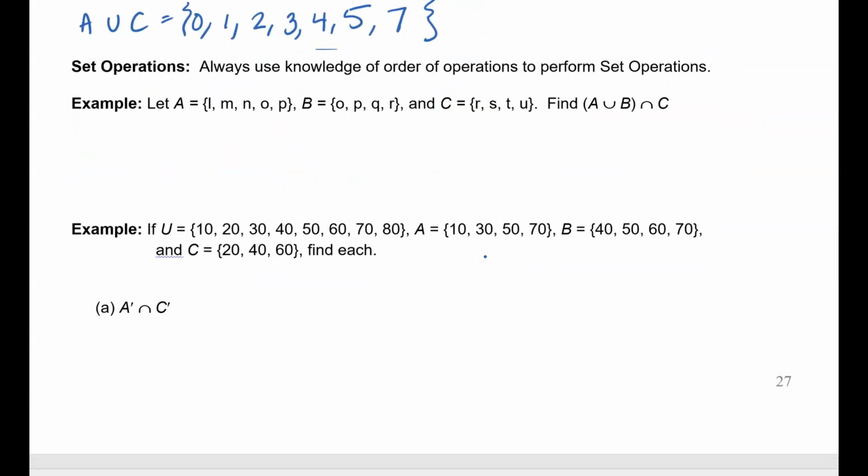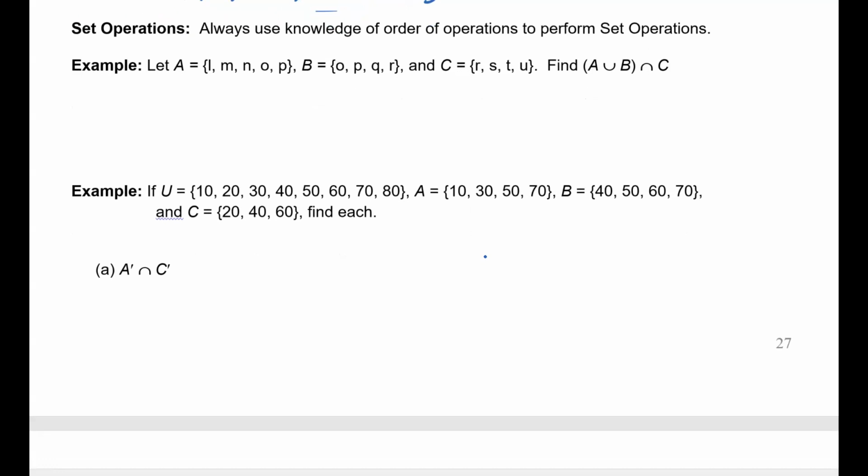Where this gets tricky is when we start to do multiple set operations at the same time. Well, I shouldn't say same time. You do them one at a time, but they're all within the same problem. So let's check out this example below. We've got a set A, a set B, and a set C, and we're asked to find A union B intersects C. You want to treat this kind of like the order of operations. You don't want to try to do this all in one step.